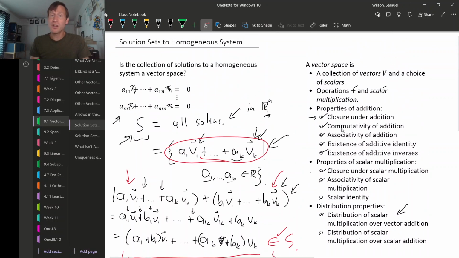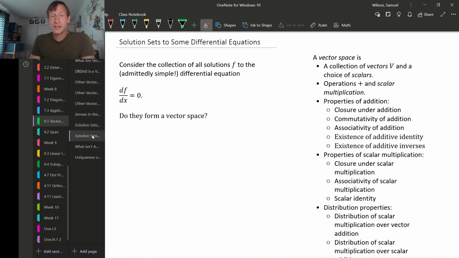So the upshot of all of this is that the collection of solutions to any homogeneous system of equations is a vector space. In fact, we'll see later that this is actually a very rich source of vector spaces. As soon as you write down a homogeneous system, you have a vector space, the vector space of solutions of that system. Let's have a look at another kind of equation that you might have run into, a differential equation.